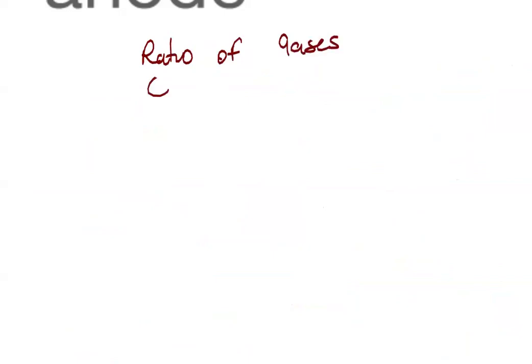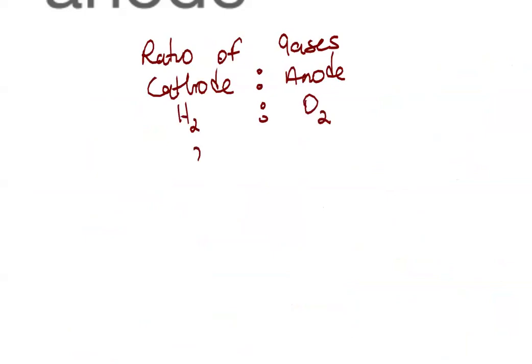And you can write it like this, so that the examiner reading your work will be clear about what you mean. Cathode, anode. So at the cathode, I'm getting H2. At the anode, I'm getting O2. And the ratio of the gases will be 2 to 1. Do you guys understand?